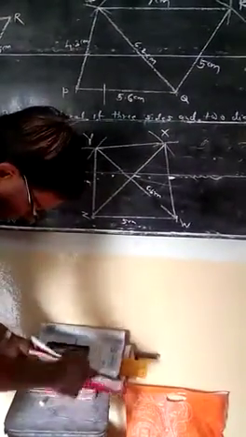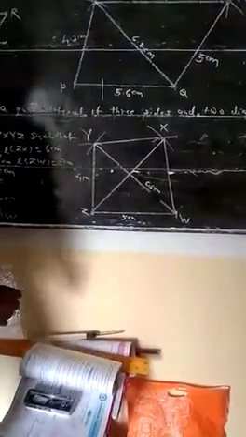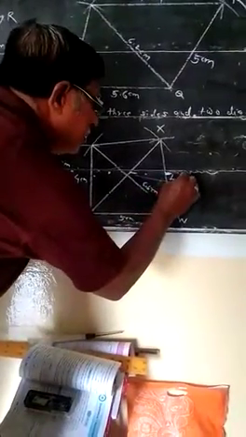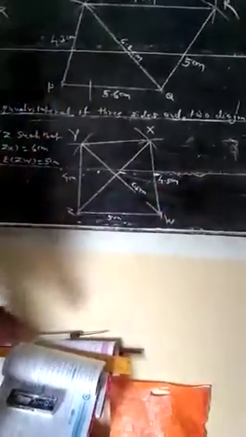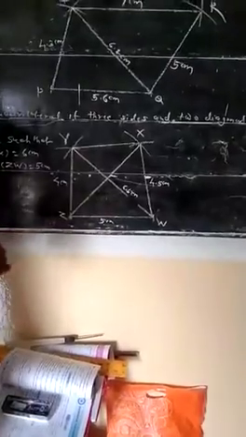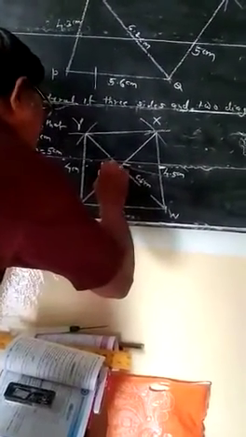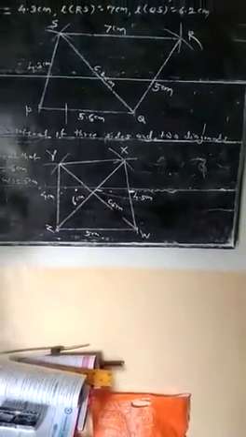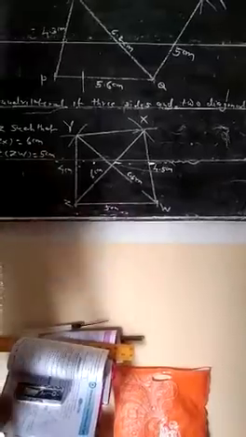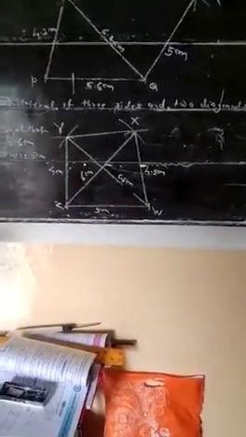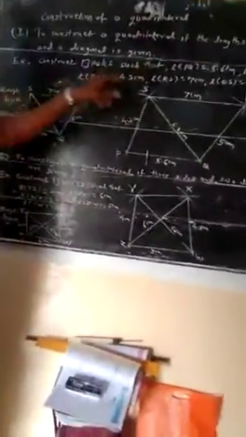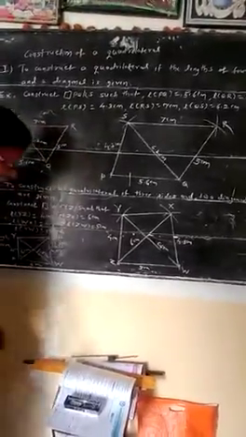Here this is 4.5 centimeter, and this is 6 centimeter. See, three sides means 1, 2, 3, and two diagonals means this diagonal and this diagonal. If three sides and two diagonals are given, we construct a quadrilateral. If four sides and one diagonal are given, we construct a quadrilateral. Two types we saw today.